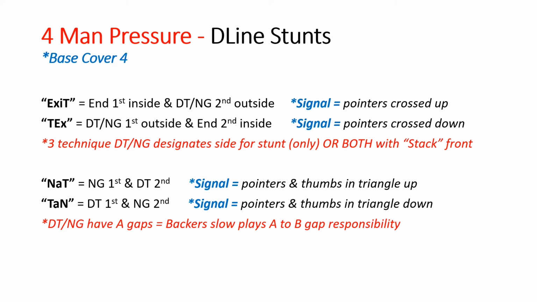4-man pressure D-line stunts then, real simple. What you'll see is an exit, end goes first, tackle goes second, a tech stunt where the tackle goes first, and then the end goes second. Also then inside we can do a nat, which is nose guard goes first, tackle second, and then a tan, tackle first, nose guard second.